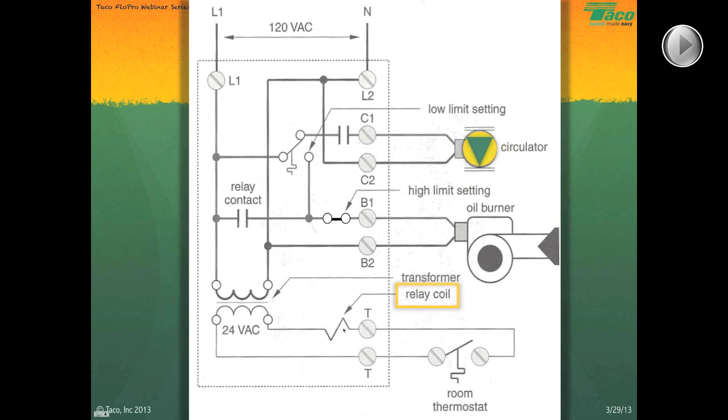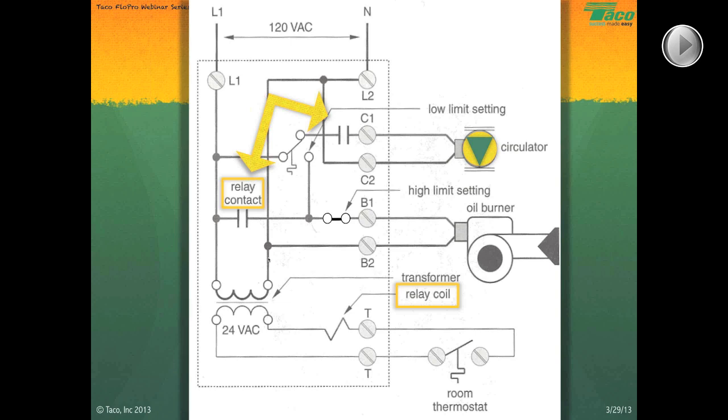Now notice the relay coil. We have one relay coil, but if you look closely, we have two relay contacts. Two relay contacts, one in series with the circulator, the other one in series with the oil burner. And if you'll notice as well, there's two internal limits. There's your low limit switch and your high limit switch. Your high limit switch is a single pole, single throw. It's either open or closed. You're either above the high limit or you're not.